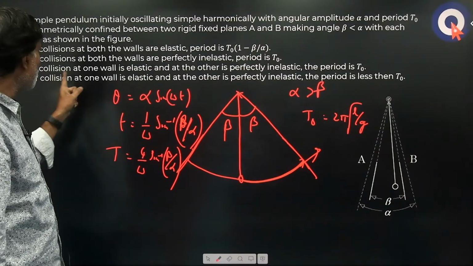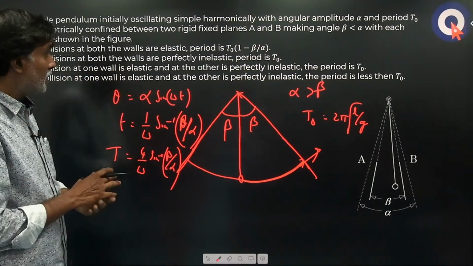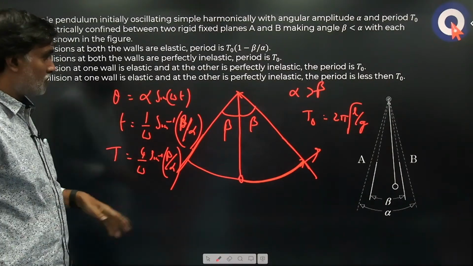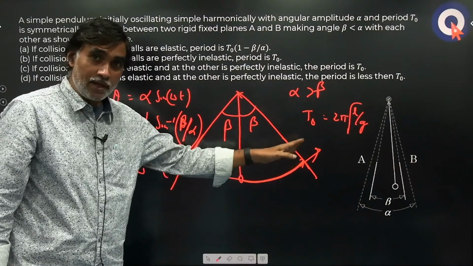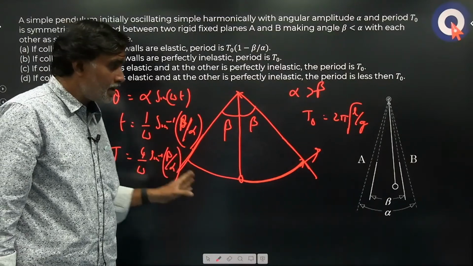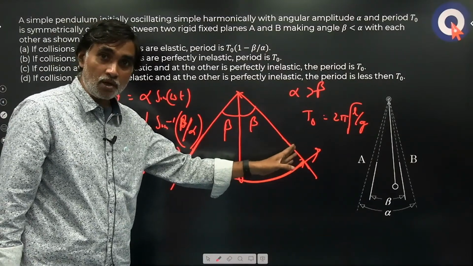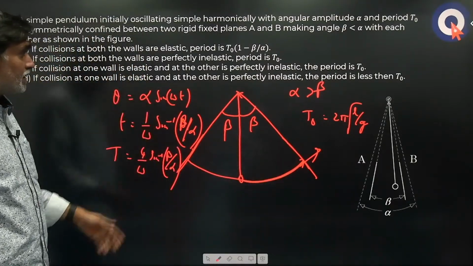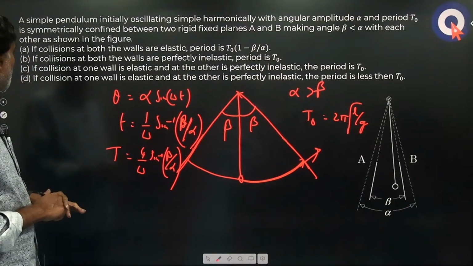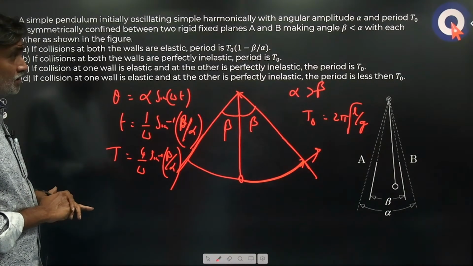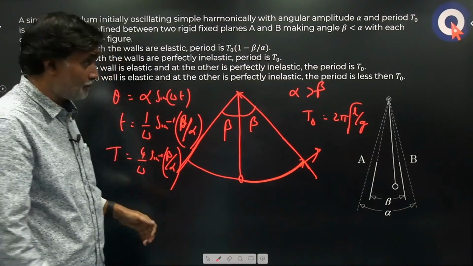Choice B. Next, if the collision at one of the walls is elastic and the other wall is perfectly inelastic, the period is T naught. That is also correct. If one wall is elastic, then it rebounds with the same speed, but at the other wall, perfectly inelastic, it stops there. Then later it cannot collide anyhow. It just stops at that wall and once again oscillates with an angular amplitude of beta. So once again the time period is T naught. That is also correct. So C is also correct. If the collision at one wall is elastic and at the other wall is perfectly inelastic, the period is less than T naught. That is wrong anyhow. C is correct.